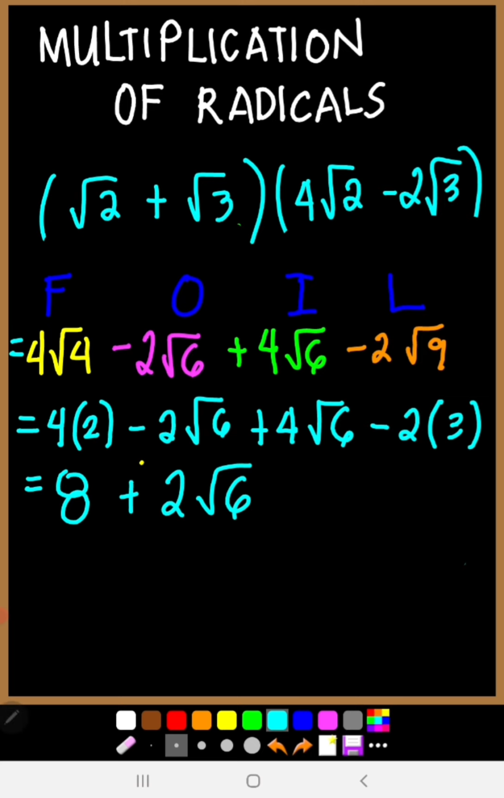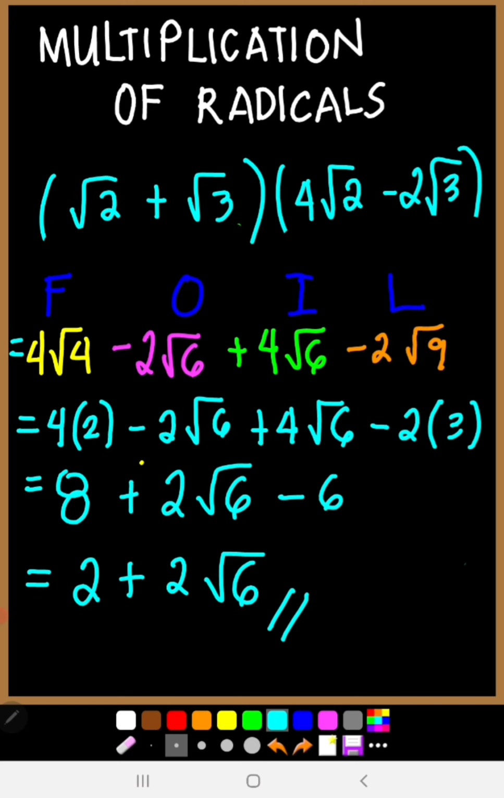Tapos, negative 2 times 3, that is negative 6. So, meron pa tayong pwedeng pagsamahin. Yung 8, tsaka yung negative 6. So, 8 minus 6, that is positive 2, plus 2 square root of 6. So, that is your final answer.